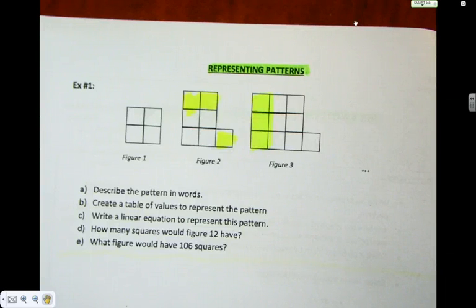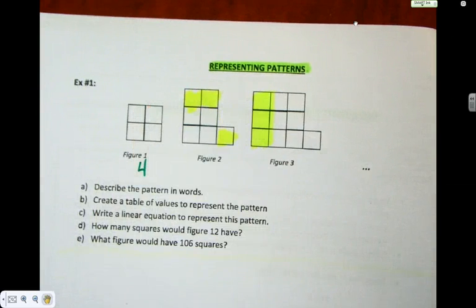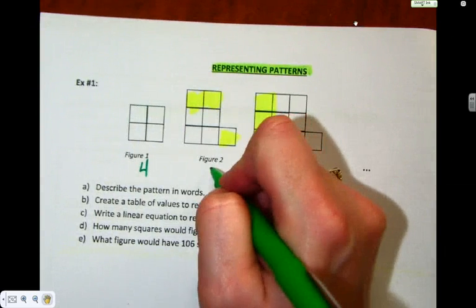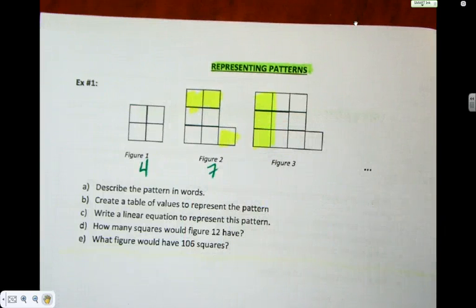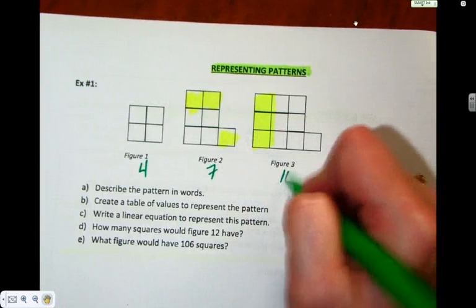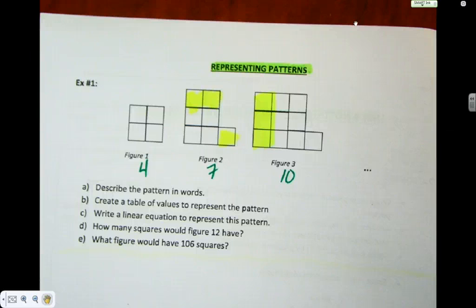Well, if we think of this in terms of numbers, there are 4 blocks in the first. Then there are 7. Then there are 10. How many would be in the next figure? 13, and then 16, and then... So what's the pattern? How do we describe this in words?